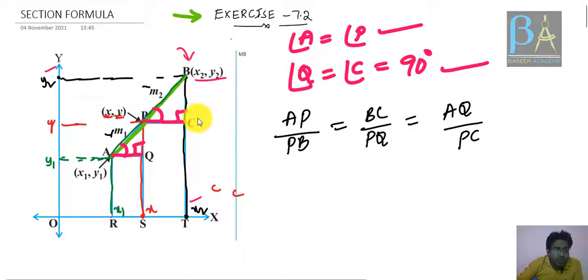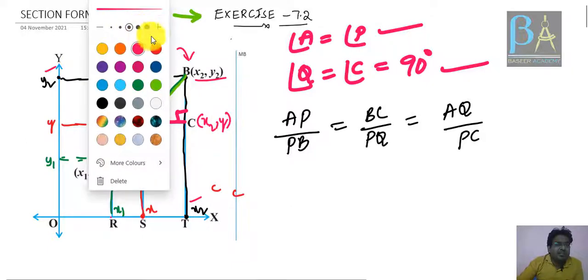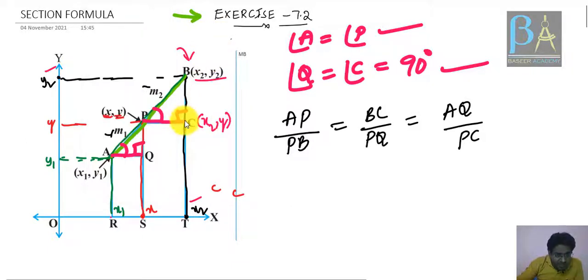Now, what do you think would be the coordinates of point C? I say that the coordinates of point C should be x2 comma y. Why do I feel like this? Obviously because from point C, if you move towards the x-axis, it says x2, and if you move towards the y-axis, it says y. So the x coordinate is x2 and the y coordinate is y.